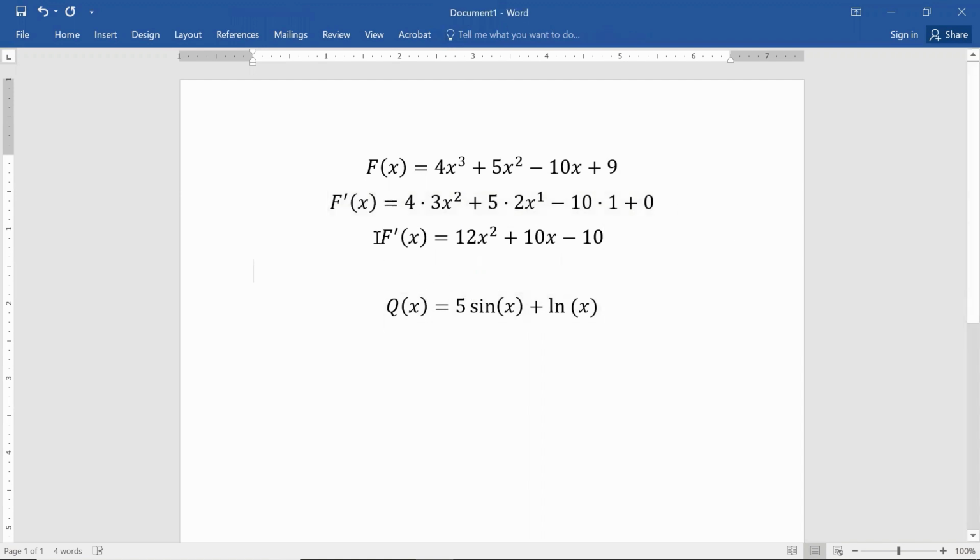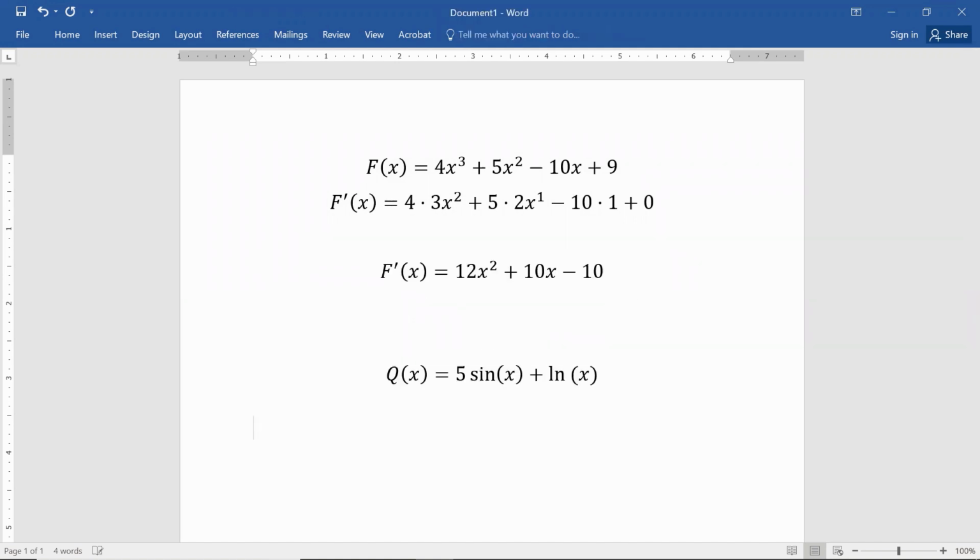So usually we write the final answer like that. And once you get used to this, you don't write the middle step here. That happens in your head. 3 times 4 gives you 12. 2 times 5 gives you 10. Minus 10 times 1 gives you minus 10.